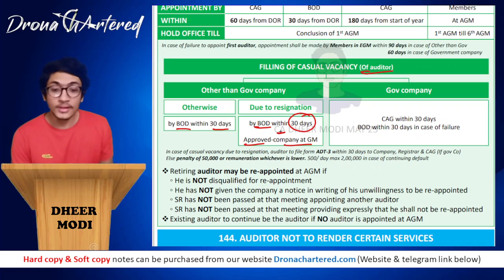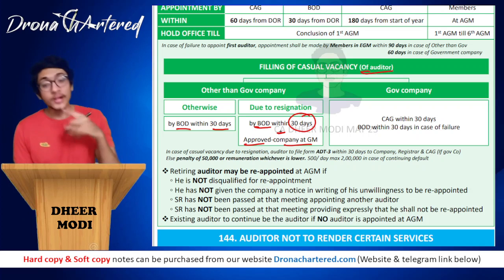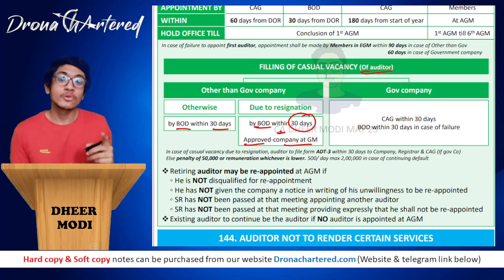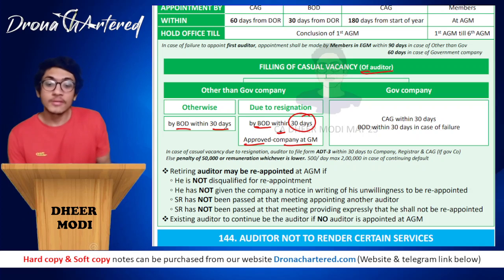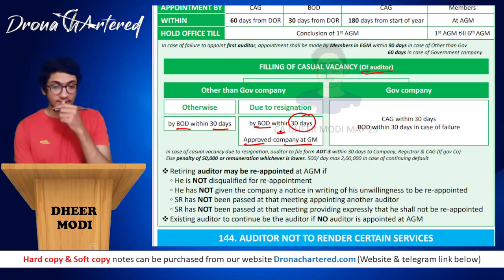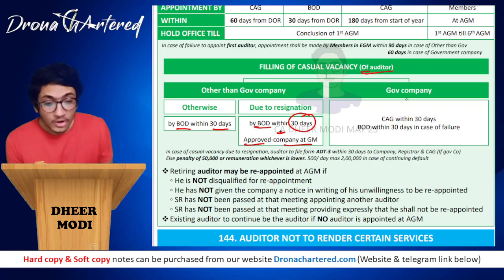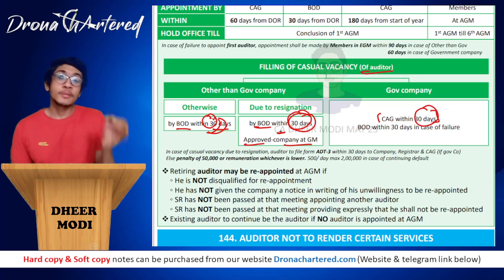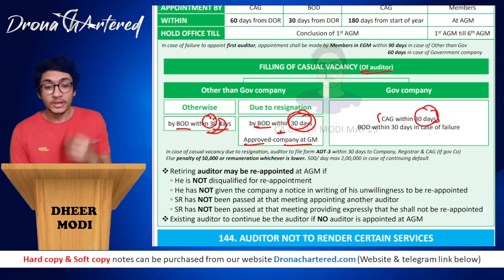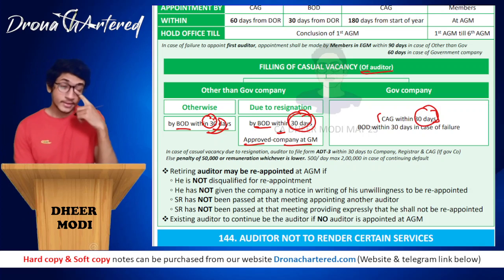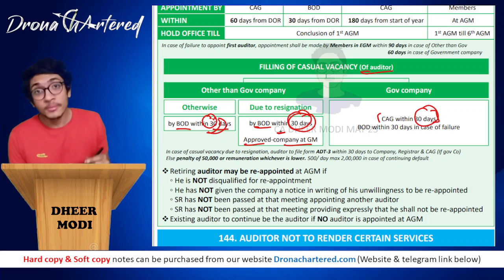So, if it is due to resignation, it has to be done by the BOD and also it has to be approved. However, if it is otherwise, then only BOD within 30 days. If it is a government company, it will be done by your CAG within 30 days. So, what you have to remember, casual vacancy will always be filled within 30 days. Just it will depend whether it is a government company or non-government company. If it is a government company, it will be done by the CAG. If it is a non-government company, it will be done by BOD.